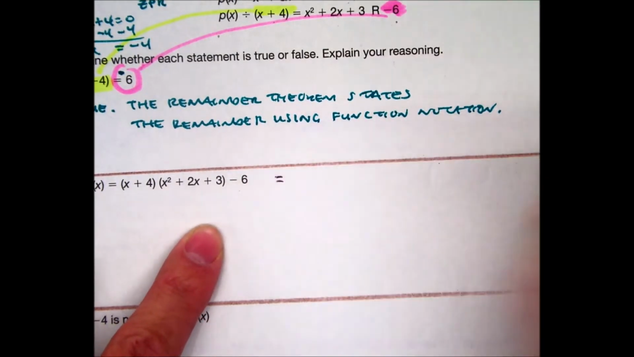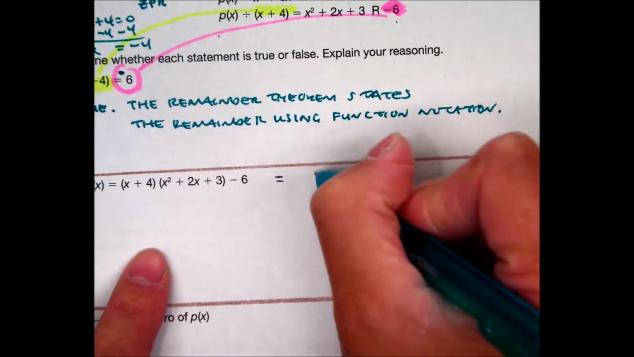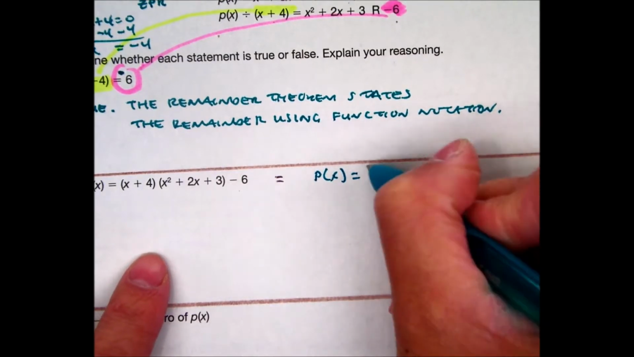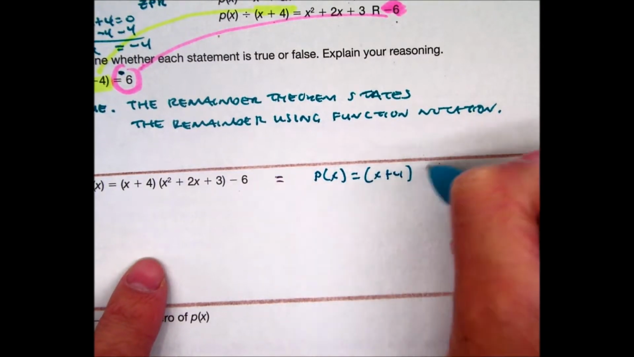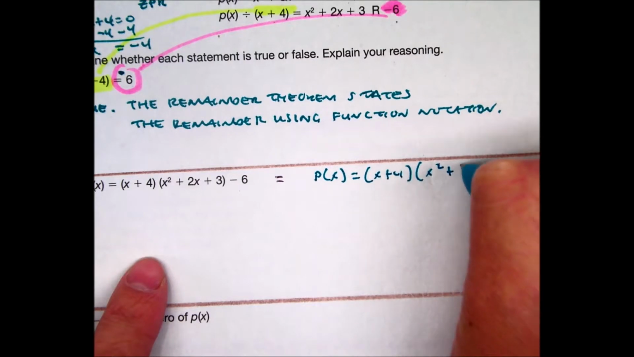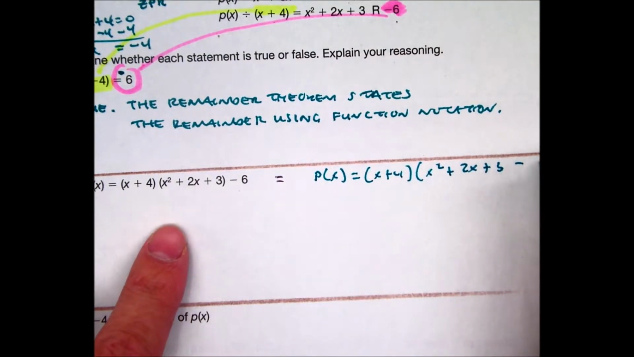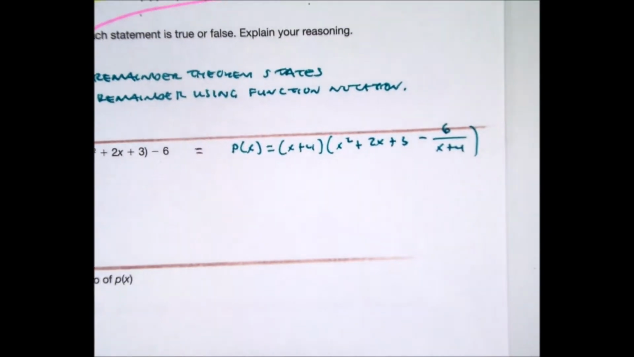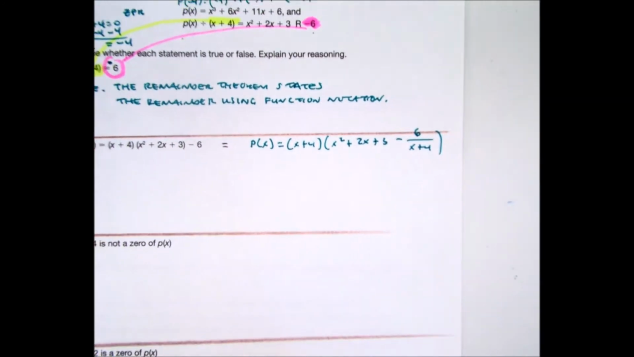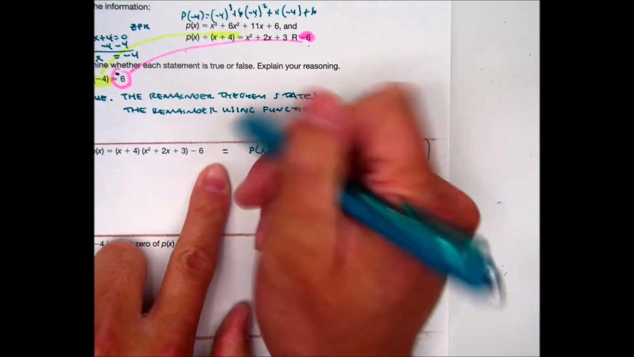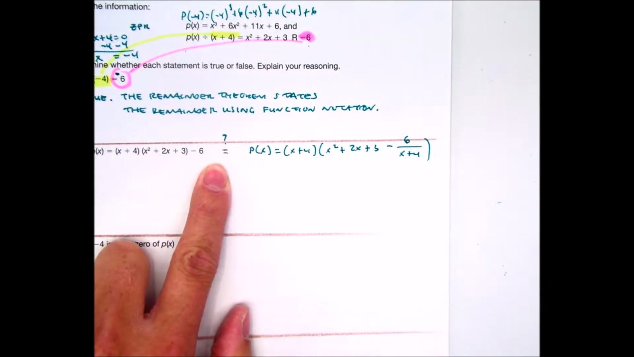Okay, now, some of you might be asking, Mr. Ring, we did it differently in class. We did it as the product x plus 4 times x squared plus 2x plus 3, minus 6 over x plus 4. Would you guys agree? So the question is, are these two the same thing? The answer is yes.